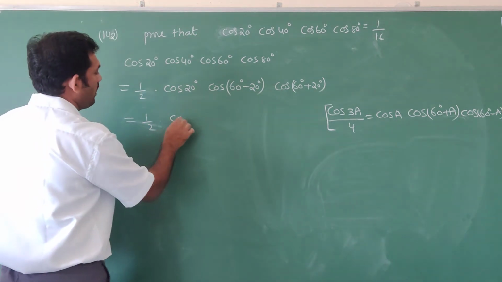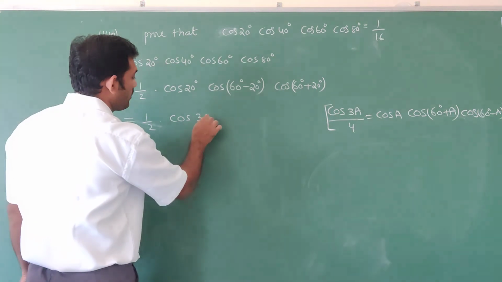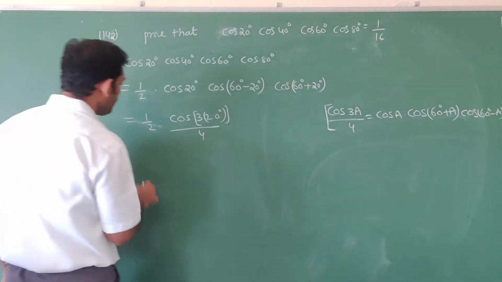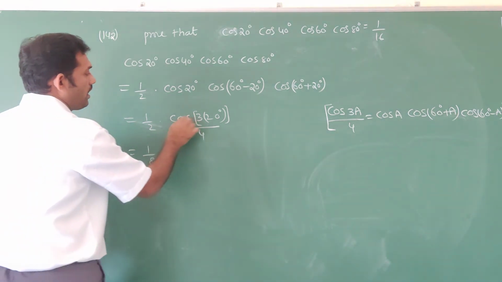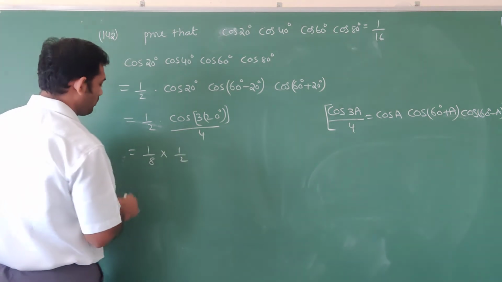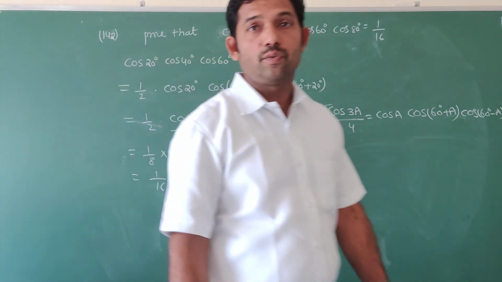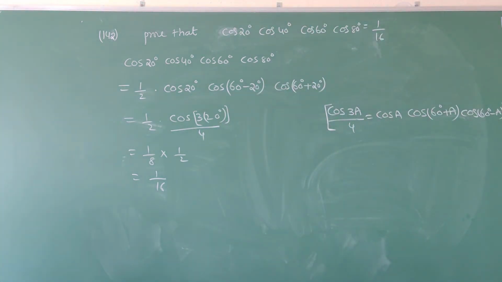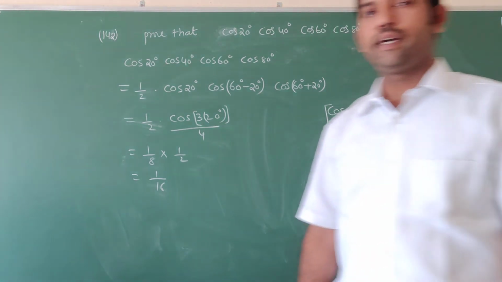Into cos A, A is equal to what? 20 degrees. So cos(3 into 20 degrees) divided by 4. So 2 into 4 is 8, 1 by 8 into cos 60 degrees value 1 by 2. So this is 1 by 16. That is 1 by 16. Note down fast.